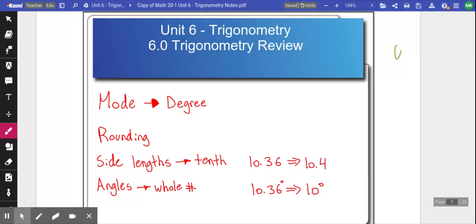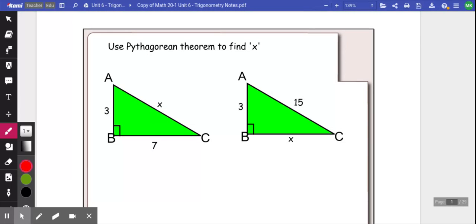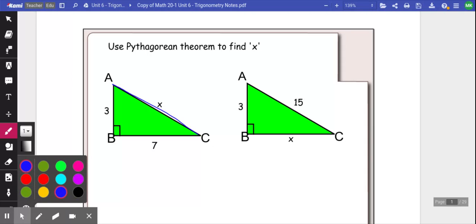Okay, that's just some basics. So you need to be in degree mode, and let's make sure we round properly. First things first, let's do some Pythagorean Theorem. If you have a triangle where you know two sides and you want to find the third side, your choice is to do Pythagorean Theorem. When you have Pythagorean Theorem, you have a hypotenuse. Your hypotenuse is always your longest side. So this would be my hypotenuse.